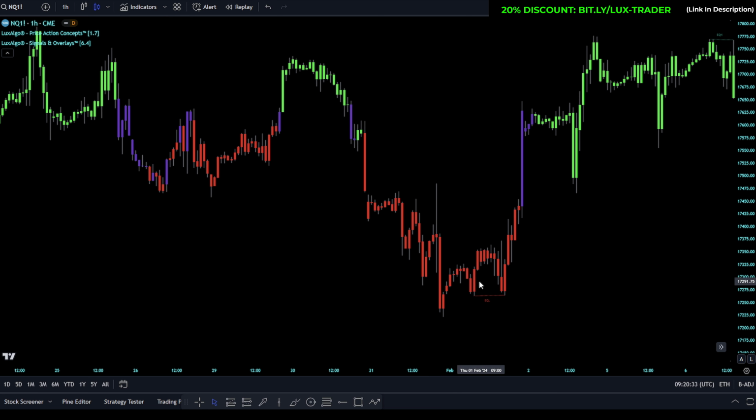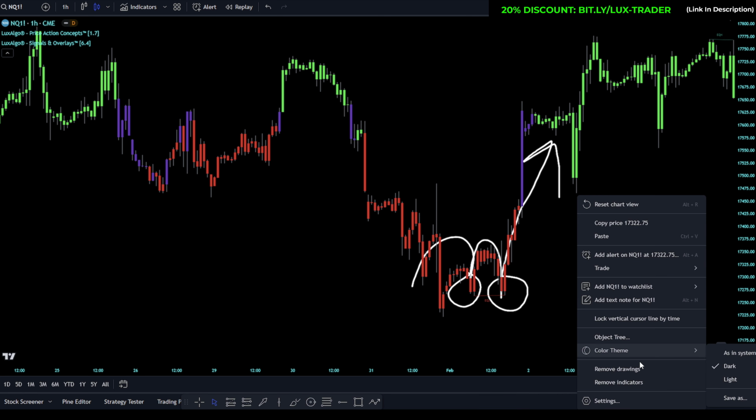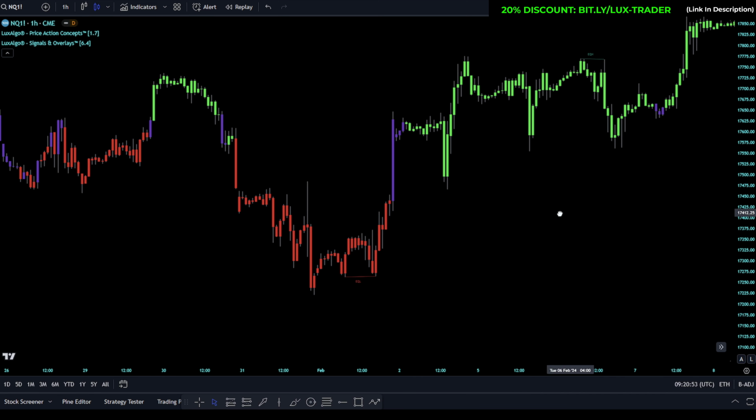Similarly, EQL stands for equal low, which could indicate a scenario where the market has formed what's often referred to as a double bottom. This occurs when the market drops to a low point, rises, and then drops again to the same low before ultimately reversing direction. Both equal highs and equal lows serve as important reversal signals, suggesting potential shifts in market direction.